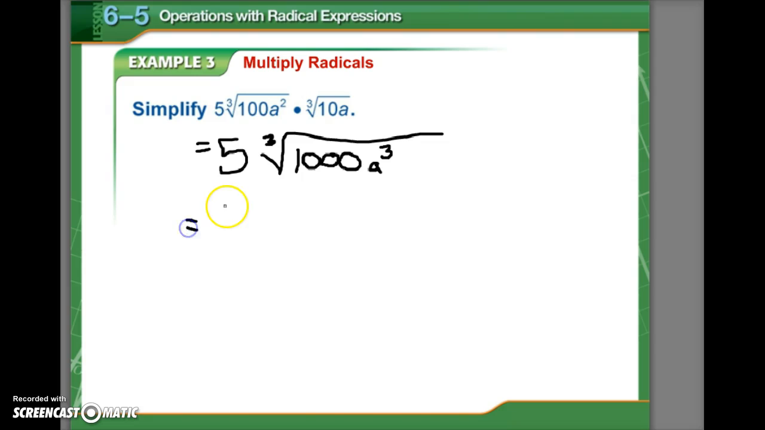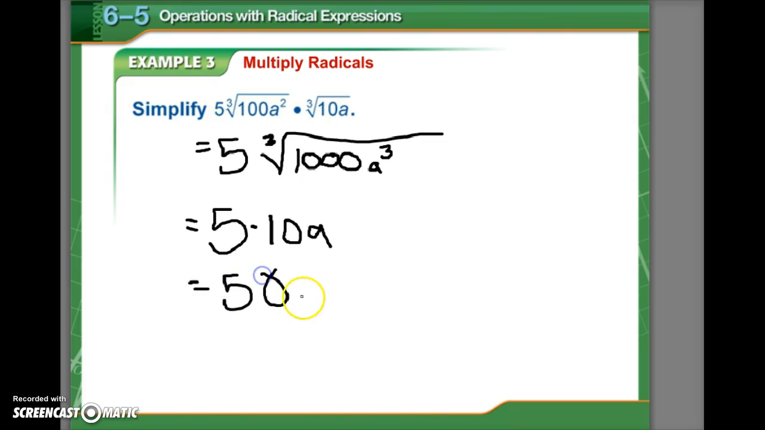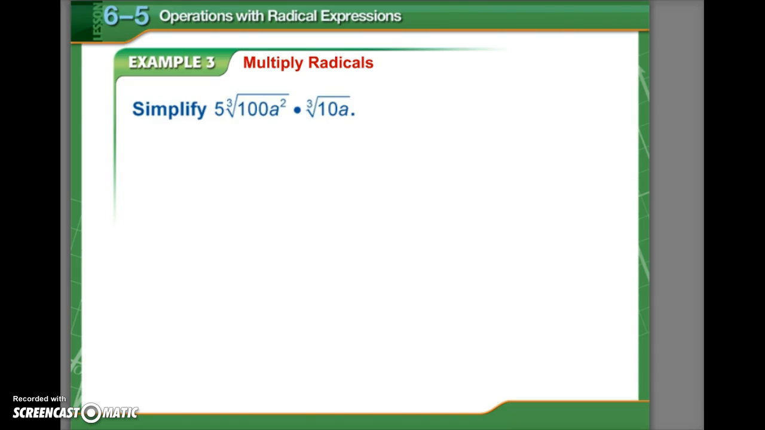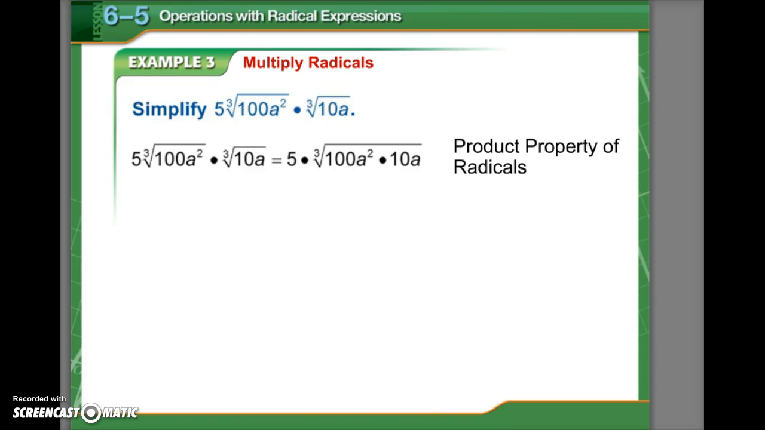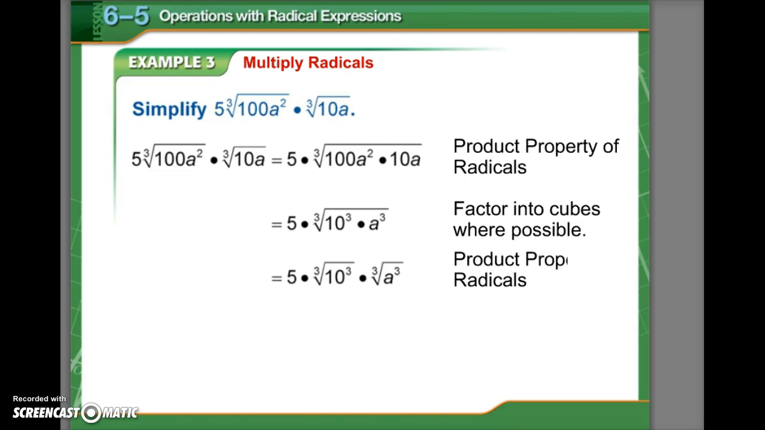And the nice thing for this one is they started off by giving you something that simplifies really easily. The cube root of 1,000 is 10, because 10 times 10 times 10 is 1,000. And the cube root of a to the third power, these things cancel each other out, and you're left with just a. So this is 5 times 10a, which obviously is 50a. Let's check their work on this example. Notice they end up with just 50a like I did.